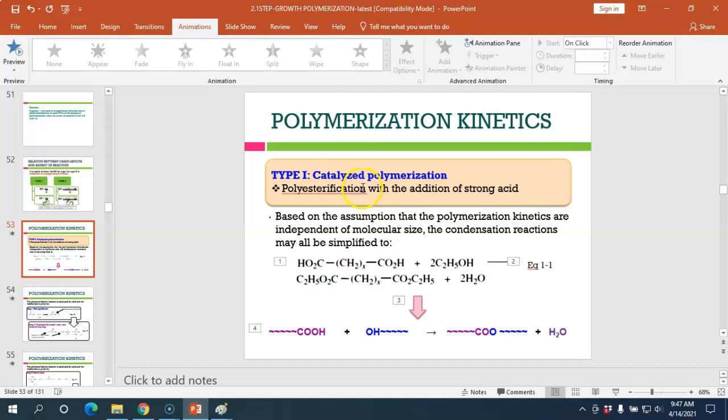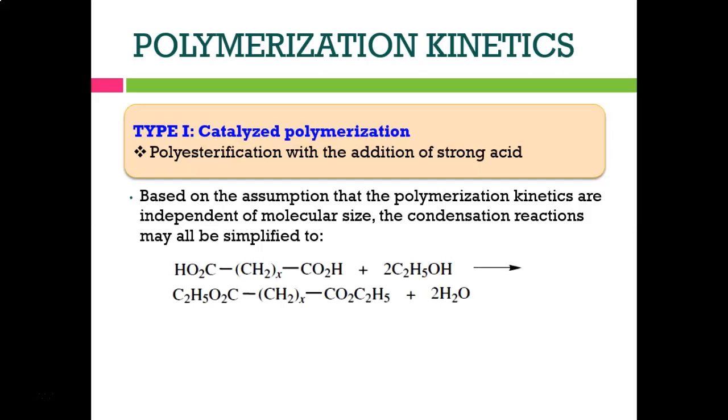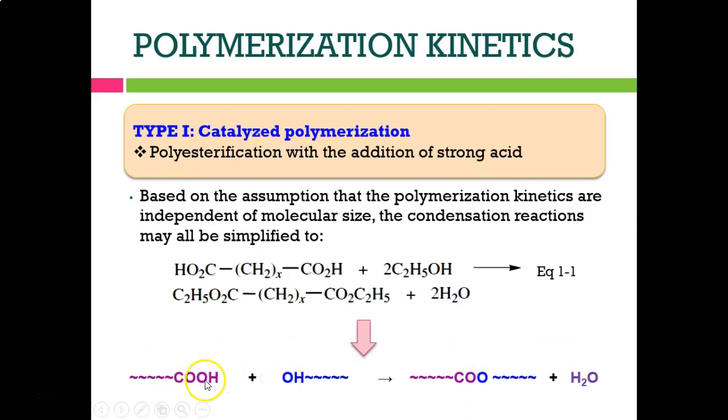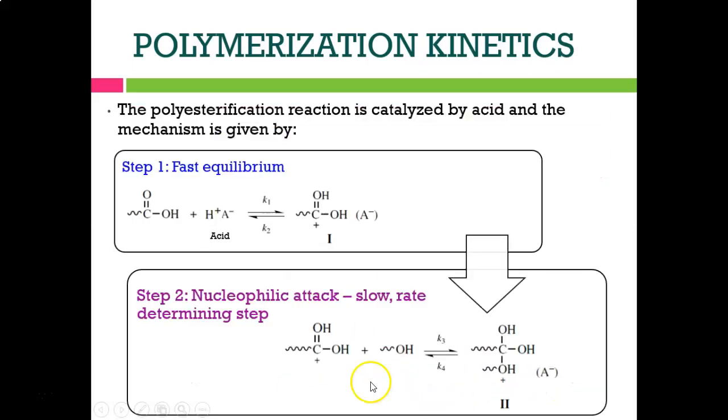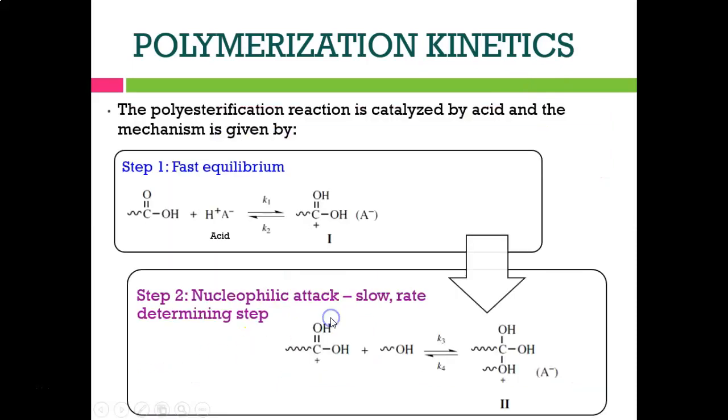Now we look at type 1 catalyzed polymerization. For example, polyesterification with the addition of strong acid. Based on the assumption that the polymerization kinetics are independent of molecular size, the condensation reaction may be simplified as COOH plus OH producing polyester. So the polyesterification reaction is catalyzed by acid, and the mechanism involves the carboxylic acid reacting with OH. In a catalyzed reaction we add a strong acid to the polyester reaction, to make it faster. Now let's look at the kinetics when we add acid.